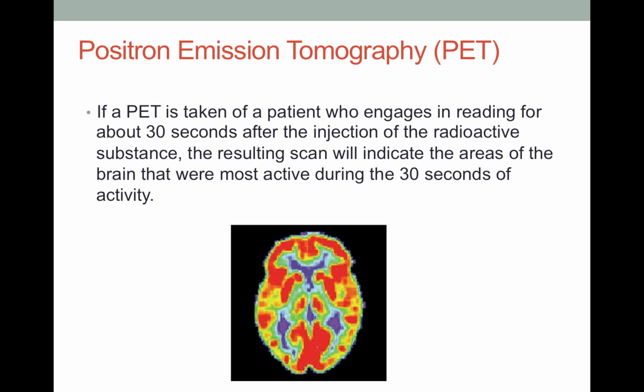If a PET scan is taken of a patient who engages in reading for about 30 seconds after the injection of the radioactive substance, the resulting scan will indicate the areas of the brain that were most active during the 30 seconds of activity.